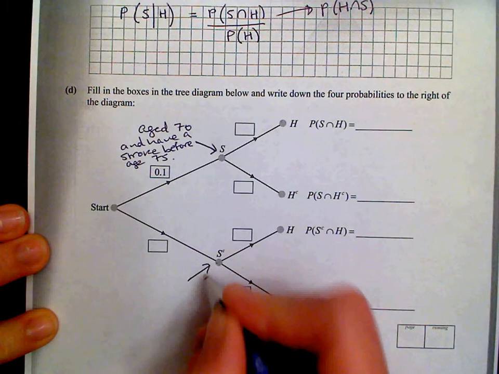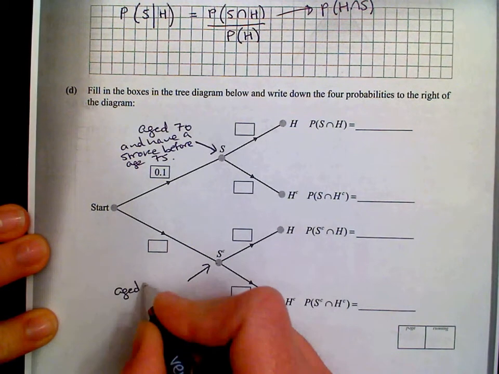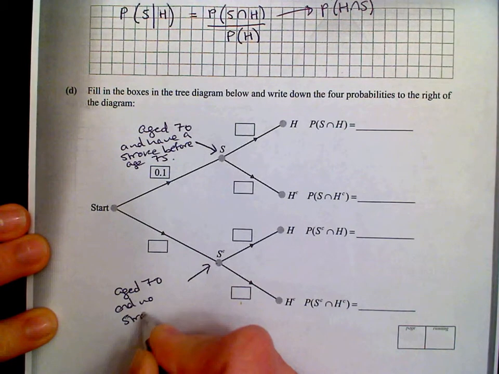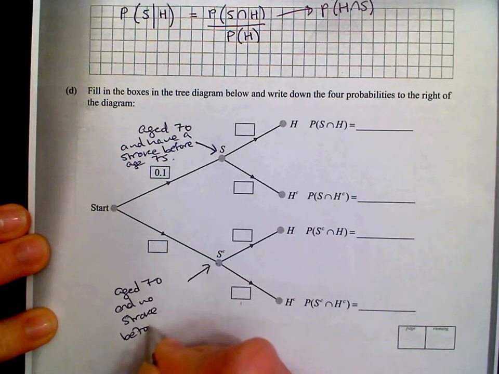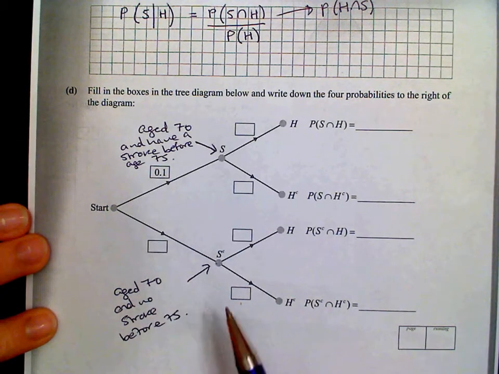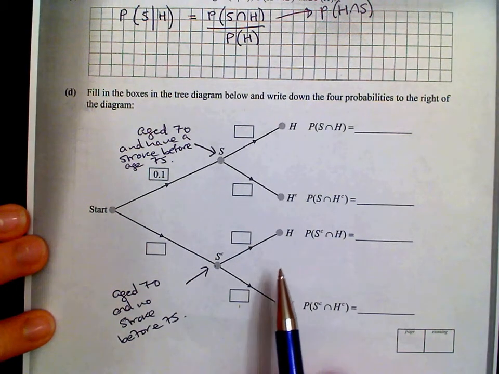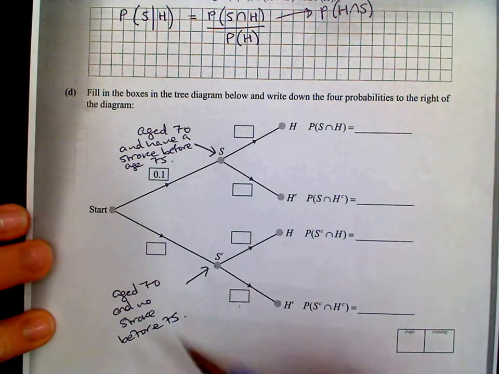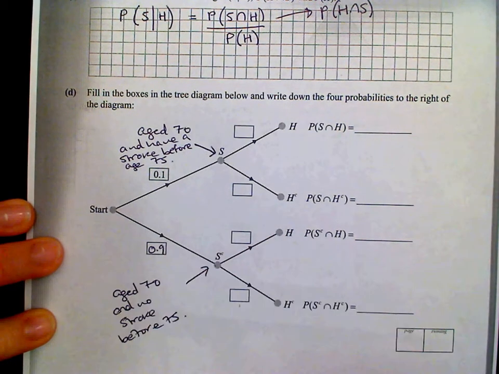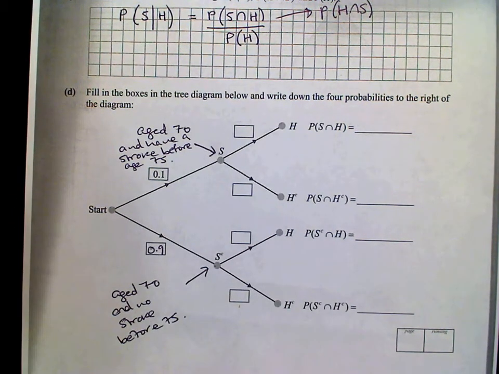So this is aged 70 and no stroke before 75. Okay, so one probability is 0.1. Remember, probability goes from 0 to 1, so we have 0.1, so this has to be 0.9. 1 take away 0.1, which is 0.9.